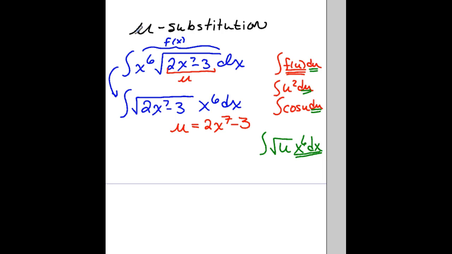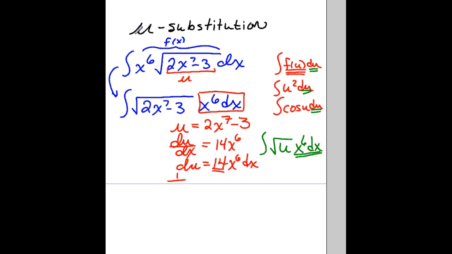So then what I do is I take the derivative of u with respect to x. I power rule it. I bring the 7 out front. I knock the exponent down 1. The derivative of 3 is 0. So I really have that du is equal to 14 x to the 6th dx. My problem is the rest of this integrand isn't 14 x to the 6th dx. I need to get rid of the 14. So I do what I call a fraction correction, and I take 1/14.